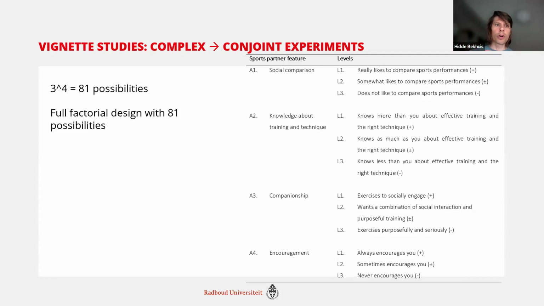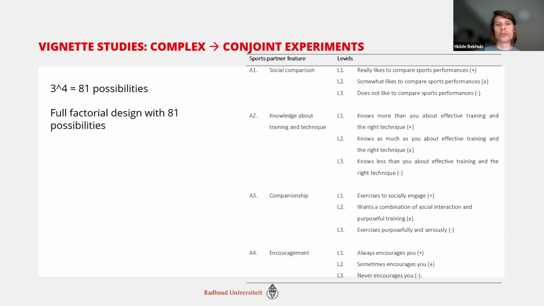And for each of those four aspects, we have three levels. So with social comparison, from someone who really likes to compare sport performances, to somewhat likes to compare sport performances, to does not like to compare sport performances. So from somebody who is very competitive on the sport performance aspect, to not at all. So in total, you have 81 possibilities. We call this a full factorial design with 81 possibilities, because we have three options four times. Then you get three to the fourth, which is 81.